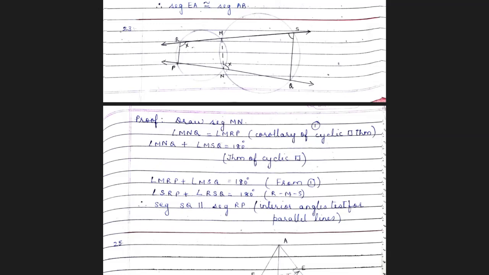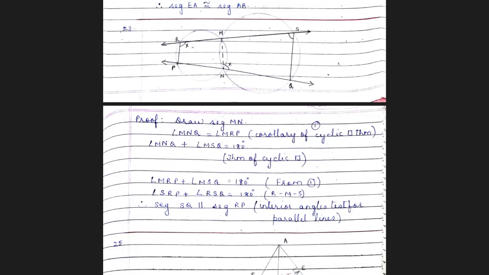Okay. Now, how did we prove angle MNQ equal to angle MRP? How did we prove it? We proved angle MNQ plus angle MNP equal to 180 degrees because it's a linear pair.